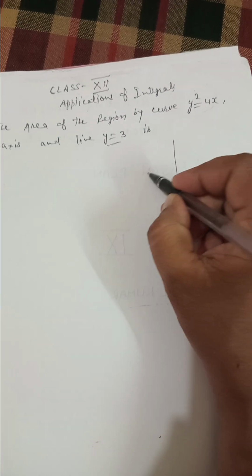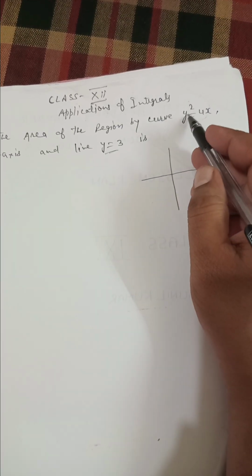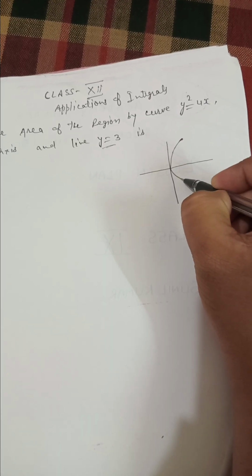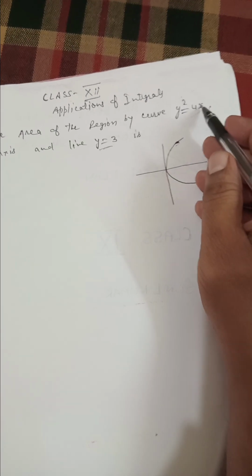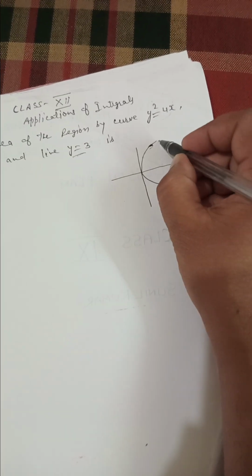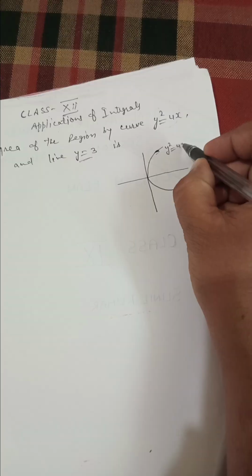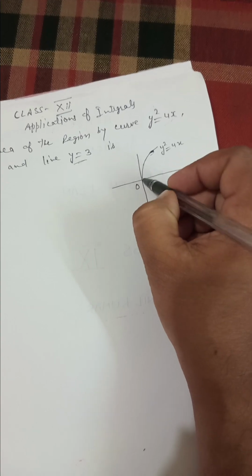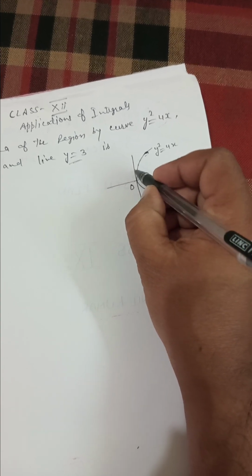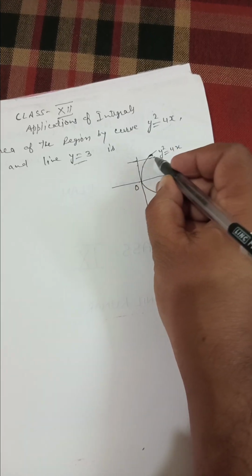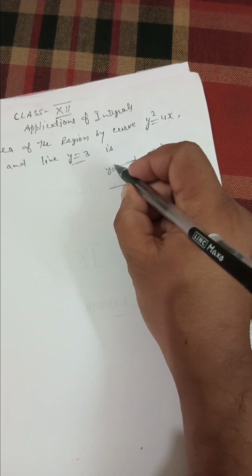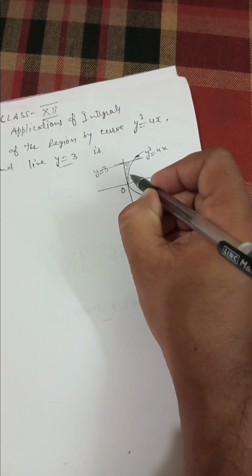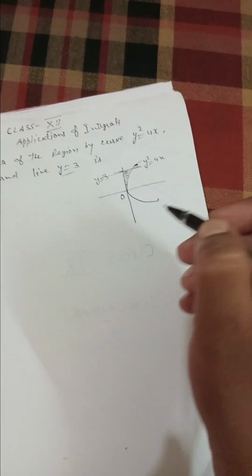First we will draw the diagram. Here y square equal to 4x is starting from here and passes through the origin, because y square equal to 4x passes through the origin. Then y equal to 3, meaning 0, 1, 2, 3, is the equation of the line. We have to find the area of this portion.